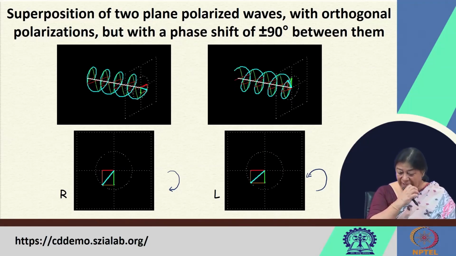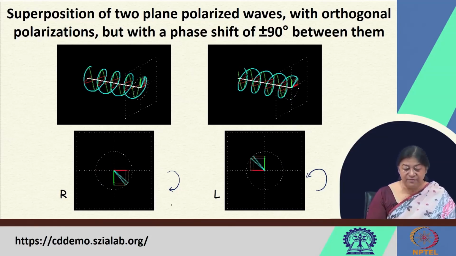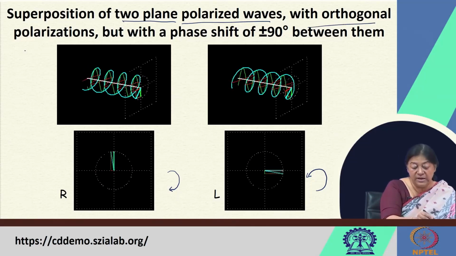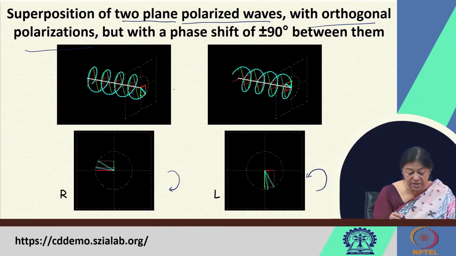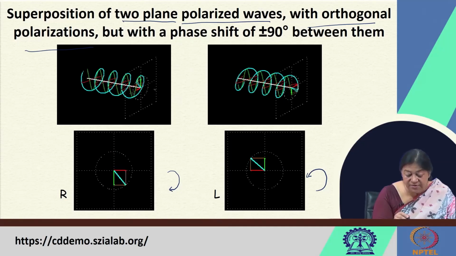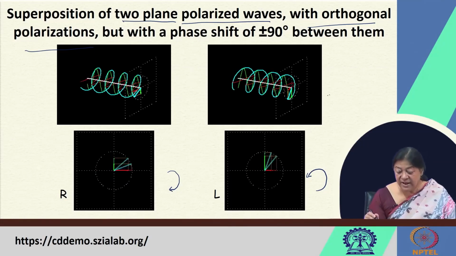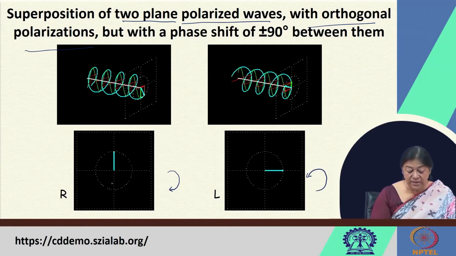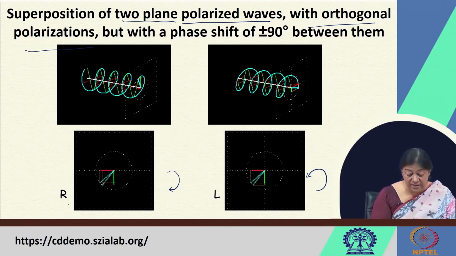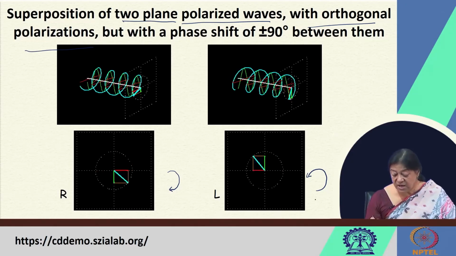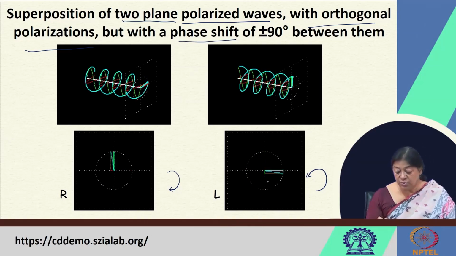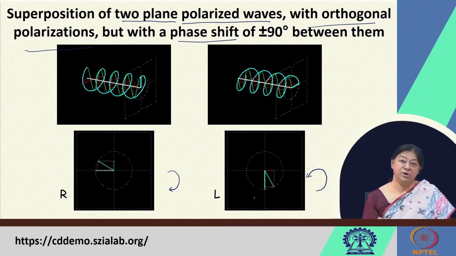So, the important aspect here is we have two plane polarized waves that have orthogonal polarizations. If we look at the animations here and we look at the rotation, we have the red and the green. The red and the green, when combined, give us the right circularly polarized light for the one on the left, and what we see here is again the superposition with a phase shift that is going to give us left circularly polarized light.